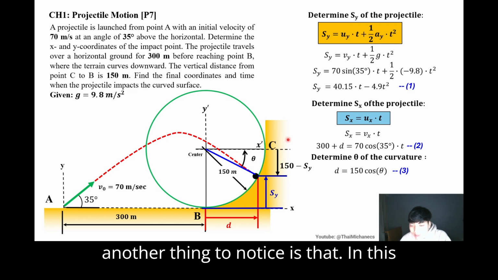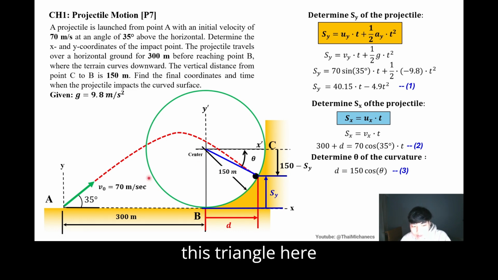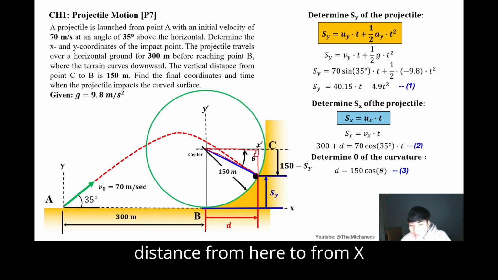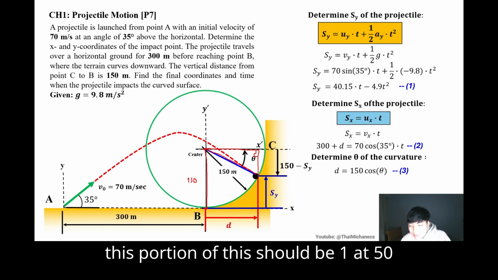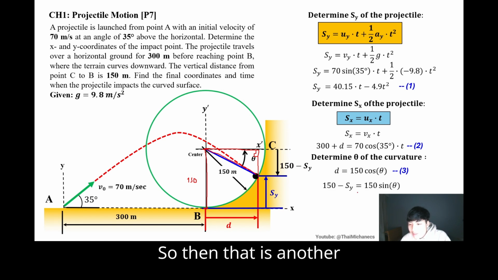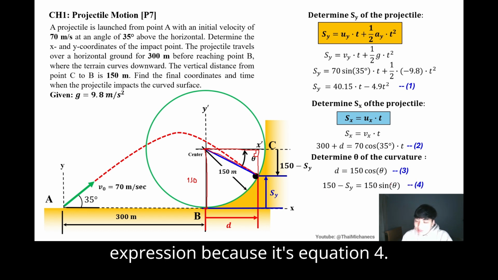Then another thing to notice is that in this triangle here, we already know the inclined line, which is 150. We know the horizontal, which is d. The next thing is the vertical distance from x prime to the impact point. That should be 150 minus the distance sy, because the total from here to here is 150, right? So this portion of distance should be 150 minus sy. That is another expression, we call it equation 4.